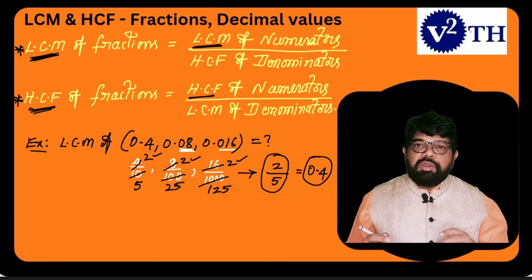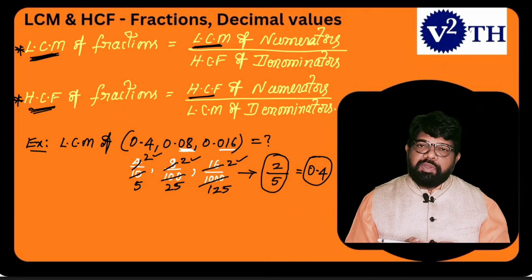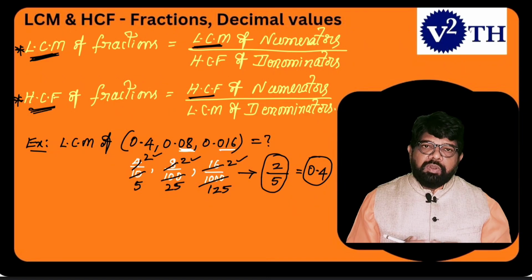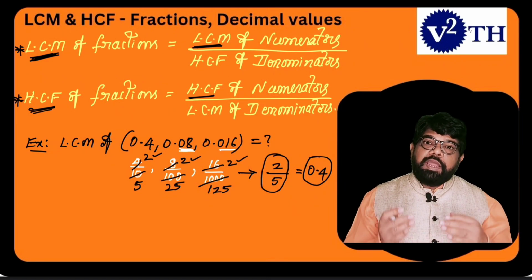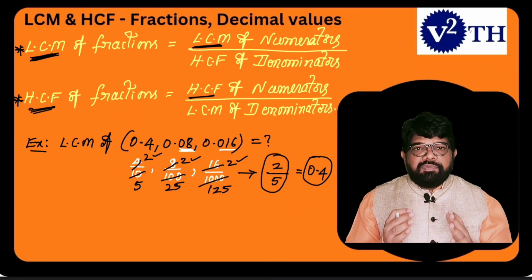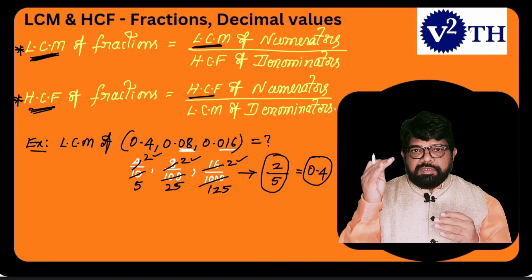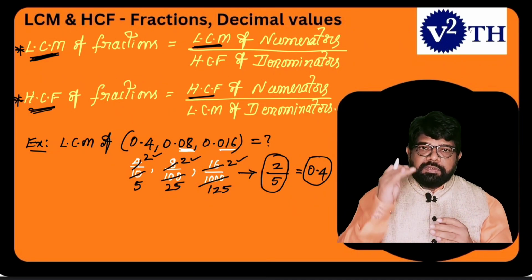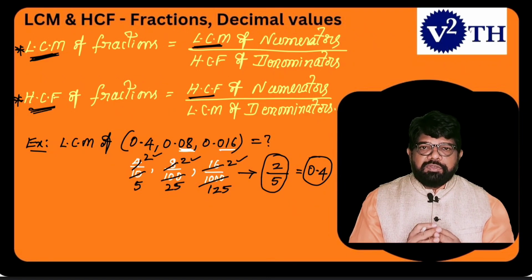Suppose the answer is in decimal, you have to write in decimal, 0.4. Or if it is in fraction, put in fraction, 2 by 5. Understood what you do? First convert the decimal into fraction, and put the fraction in simplified form. Then apply the LCM of fraction, HCF of fraction shortcut formula. LCM of fractions is LCM of numerators by HCF of denominators. HCF of fractions is HCF of numerators by LCM of denominators. Okay, so get the answer.